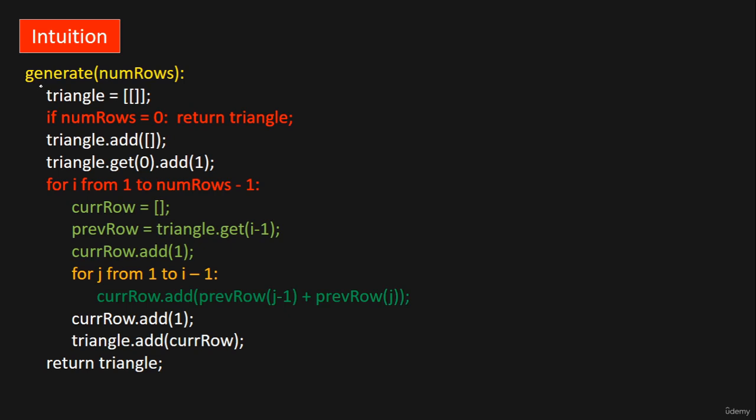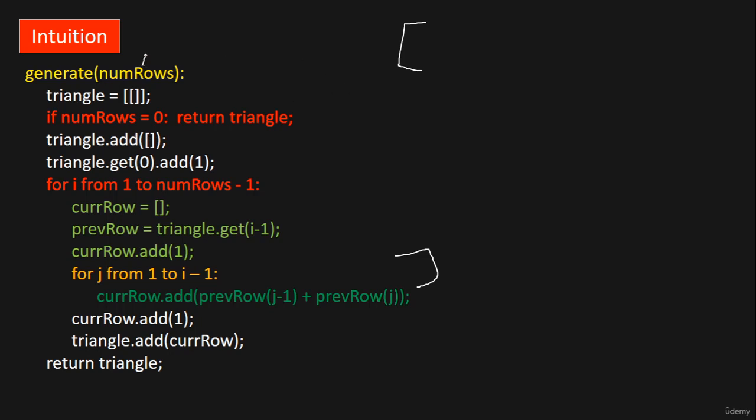We have this function generate. This function takes numRows as input. Then here we're creating Pascal's triangle, that means a list of lists. Then we have here an if condition: if numRows equals 0, then we're returning the empty Pascal's triangle. If not, we're going to insert an empty list and we're going to insert 1 into the empty list here.